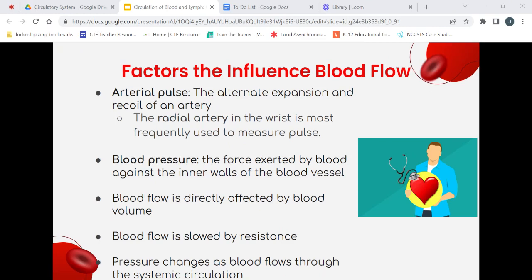Very little pressure is needed to force blood through the veins because the veins offer little resistance to blood flow. As a result, they can hold larger volumes of blood.